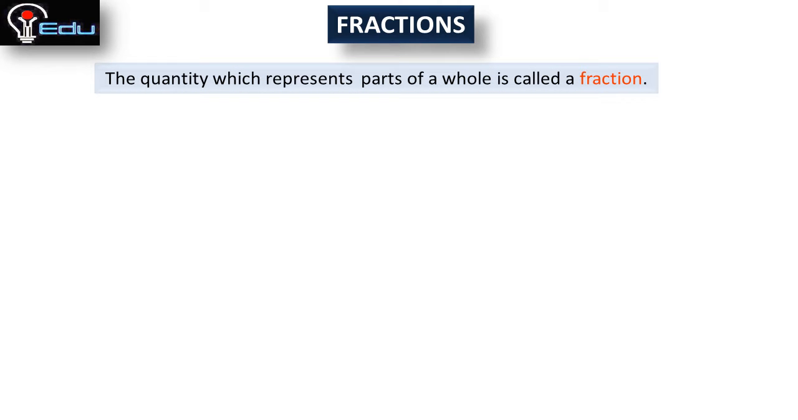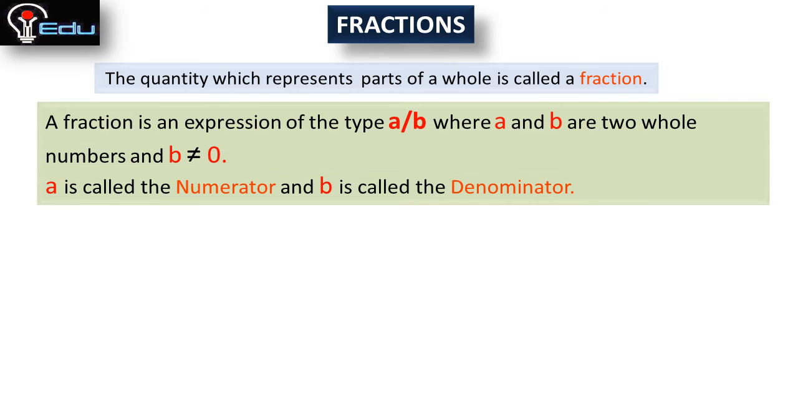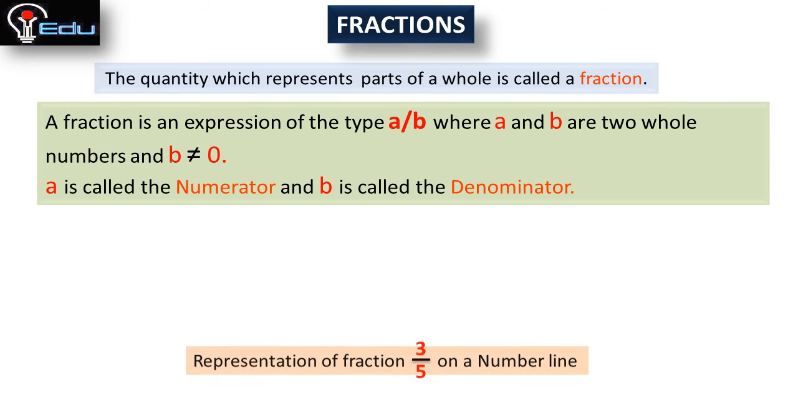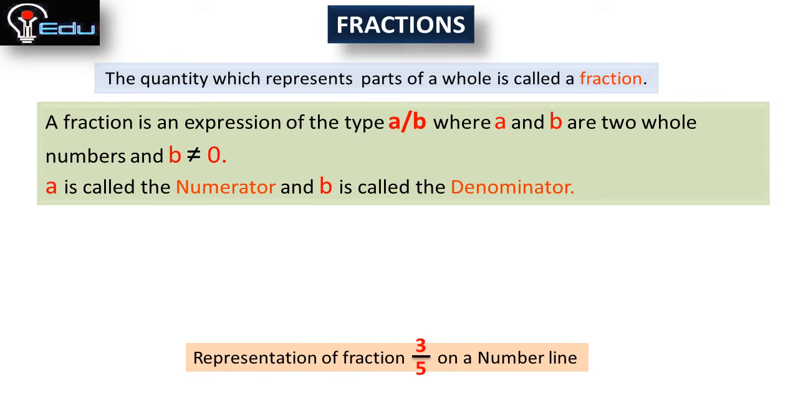Next is the quantity which represents part of a whole, called a fraction. A fraction is an expression of the type a divided by b, where a and b are two whole numbers and b is not equal to 0. a is called the numerator and b is called the denominator. And here we will see the representation of a fraction 3 by 5 on a number line.